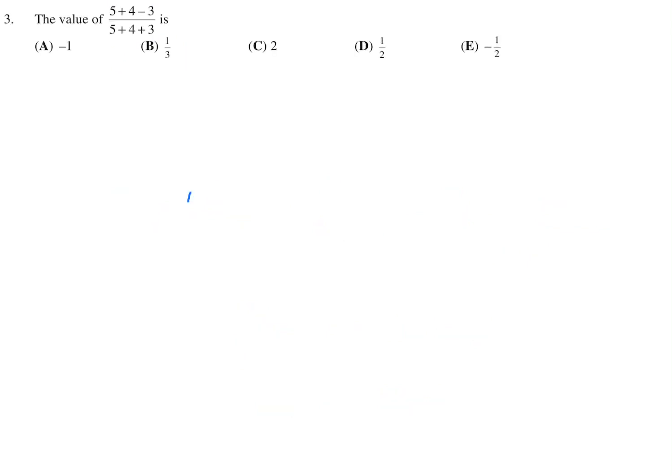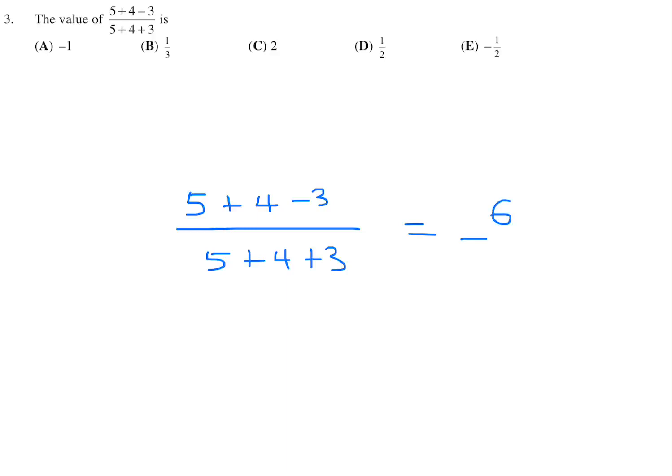The value of 5 plus 4 minus 3 over 5 plus 4 plus 3 is, the numerator becomes 9 minus 3, which is 6. The denominator becomes 9 plus 3, which is 12. And if you reduce this to lowest terms, it becomes a half. So the answer to number 3 is D.